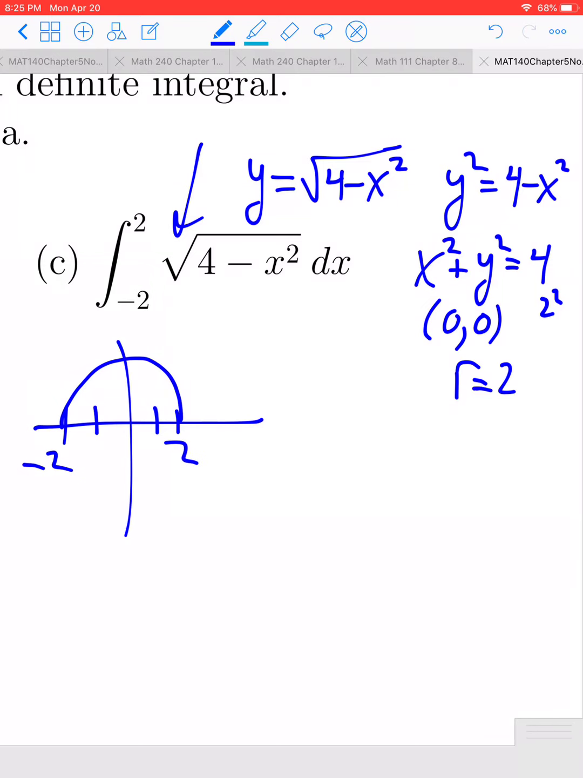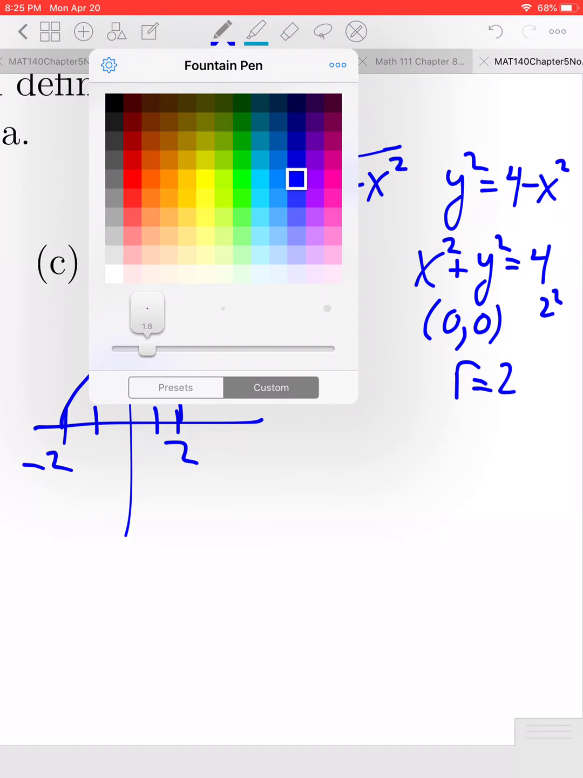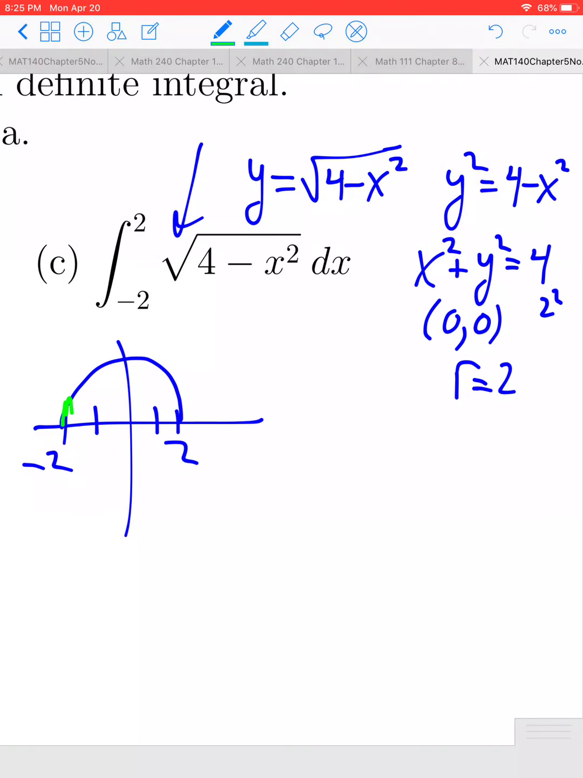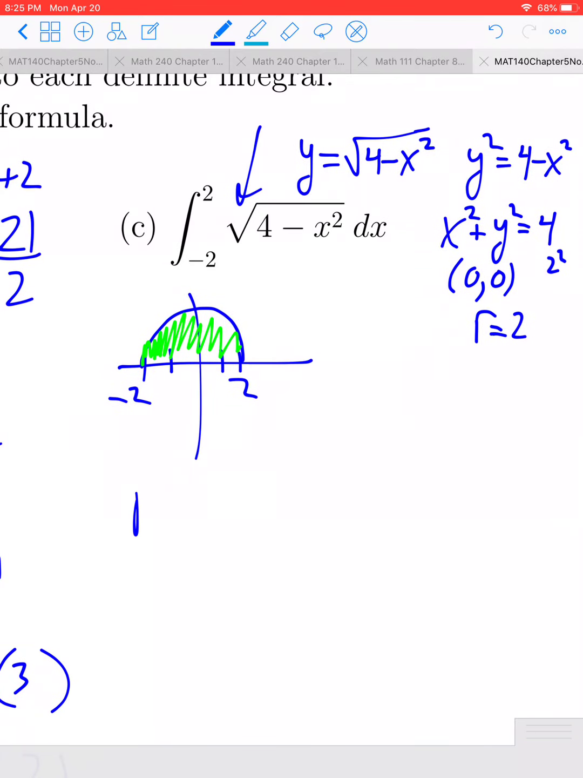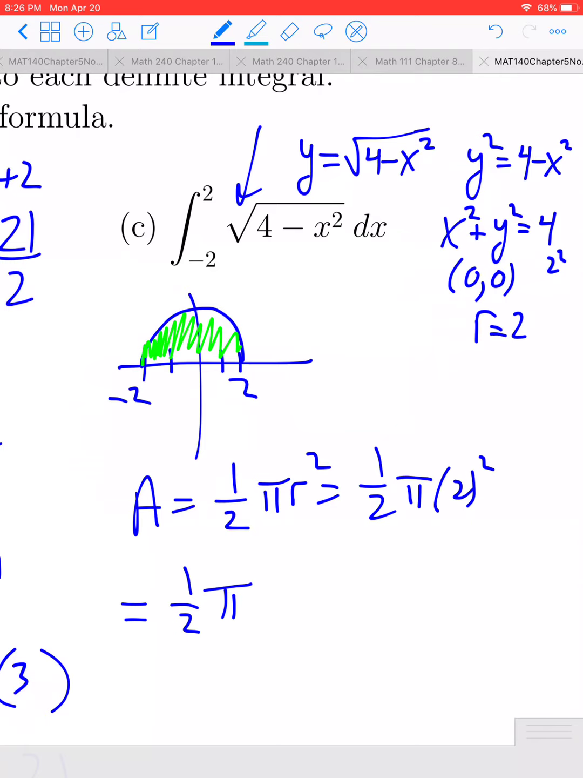What's important for us is because that region does lie above the x-axis, it's non-negative, which means that that definite integral represents the area under the curve, which is simply going to be the area of a semicircle. The area of a semicircle is 1/2 pi r squared. So this is going to be 1/2 times pi times 2 squared, which is 1/2 times pi times 4, which is simply going to be equal to 2 pi. So the value of this definite integral is given by 2 pi.